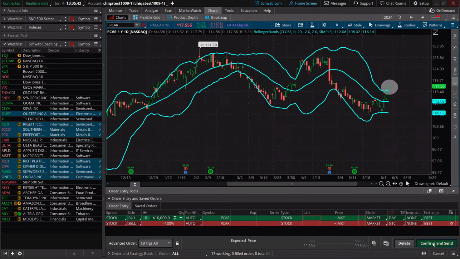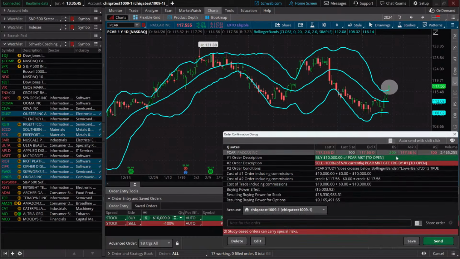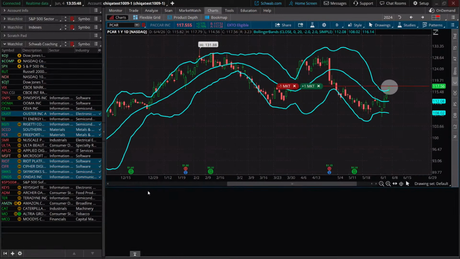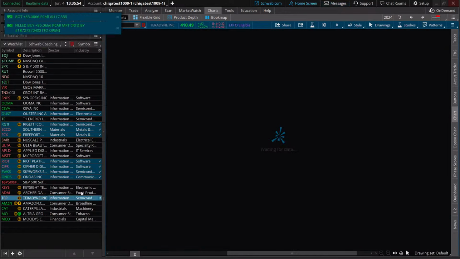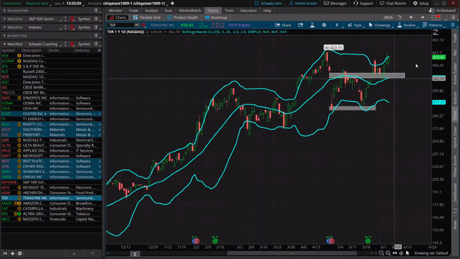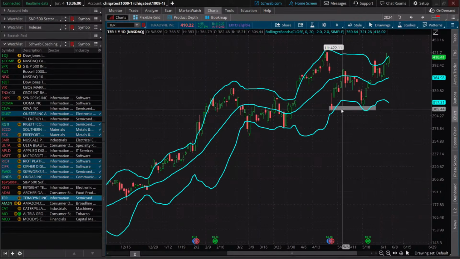So we're going to hit confirm and send here, and we are going to hit send. Okay, so that's how we're going to trend trade those Bollinger Bands there. Now let's look at another one that popped up in our list too. This one was on my watch list at the same time. So TER, let's take a look at this one.